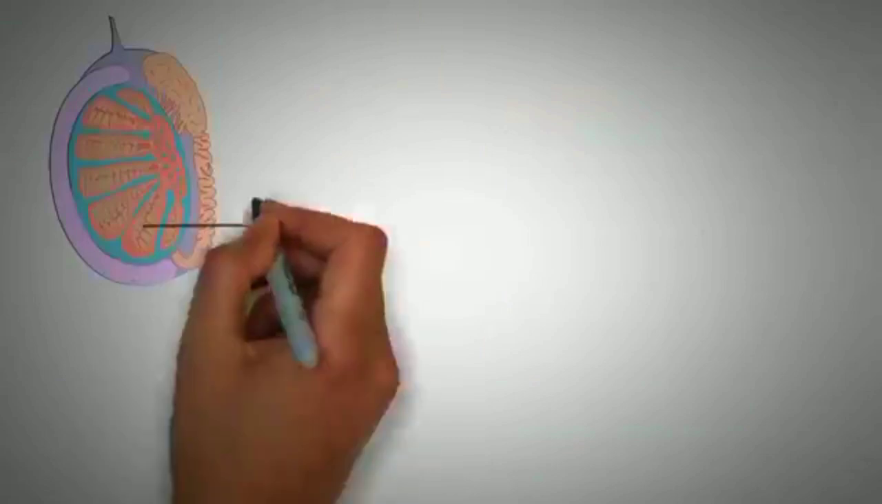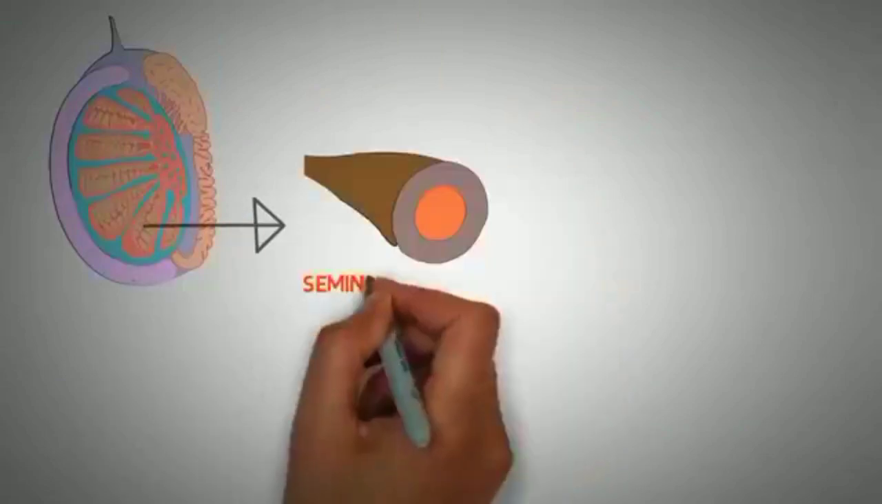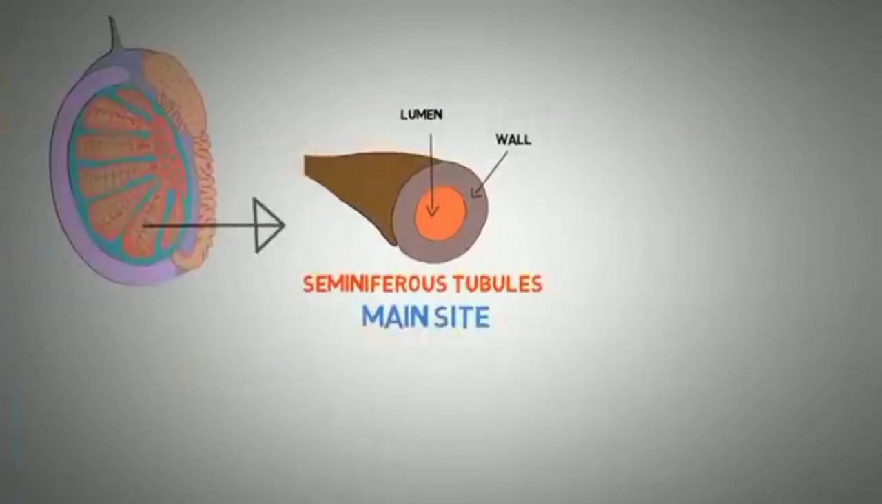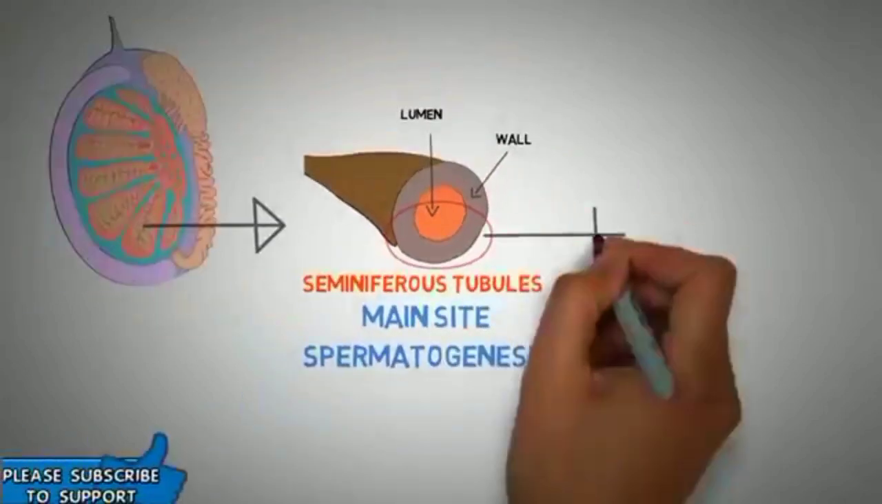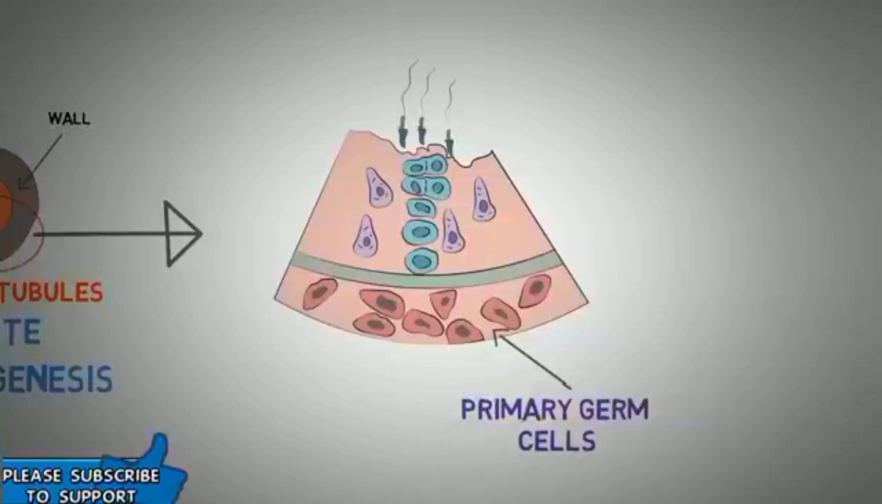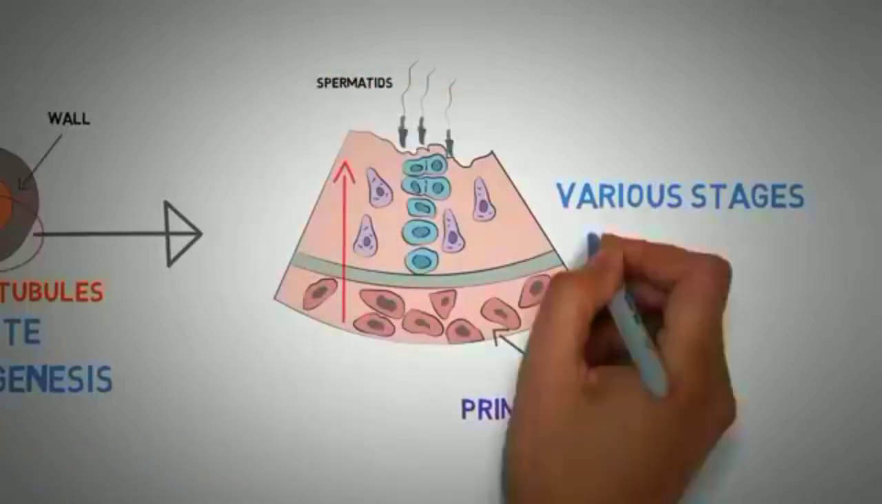The testes consist of numerous coiled structures known as seminiferous tubules. This has a central lumen and an outer wall. The outer wall is the main site for the production of sperm. The anatomy of the wall of the seminiferous tubules shows that it consists of numerous cells. One of these cells is called the primary germ cell. The primary germ cells produce immature sperm called spermatids in two different stages.